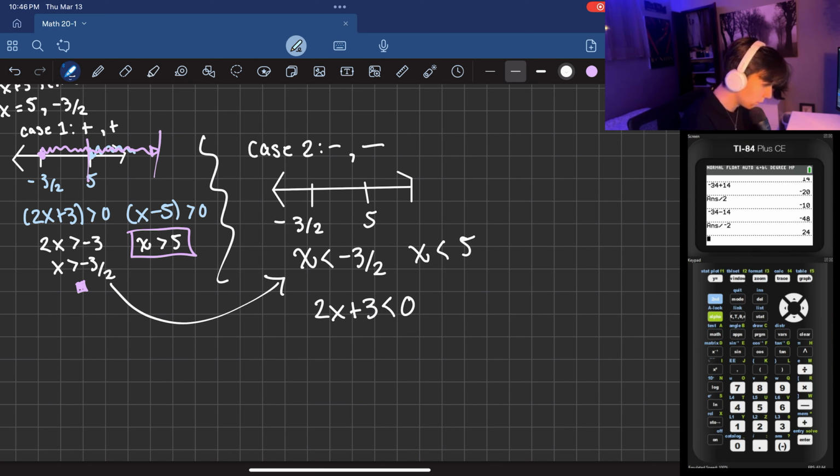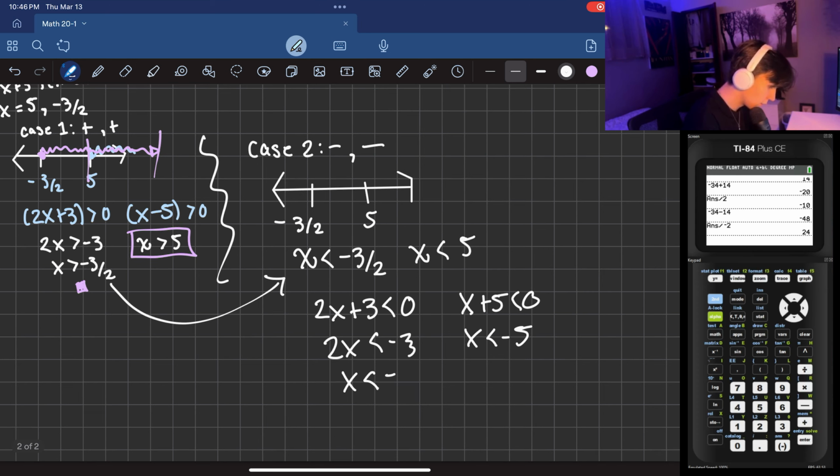x + 5 < 0, because then you get x is less than -5, and 2x < -3, and then you get x is less than -3/2. So notice how it's the same when we just flip it around. You can do this when you have a 2 positive and a 2 negative.